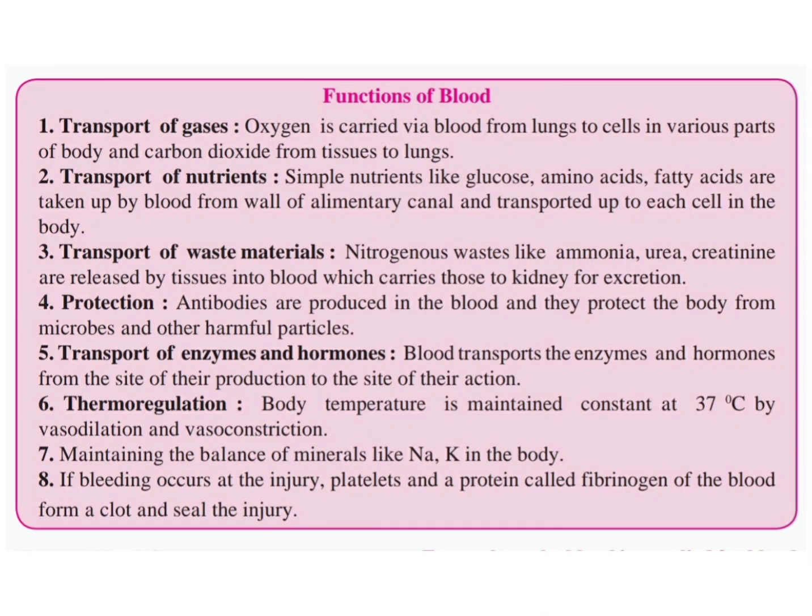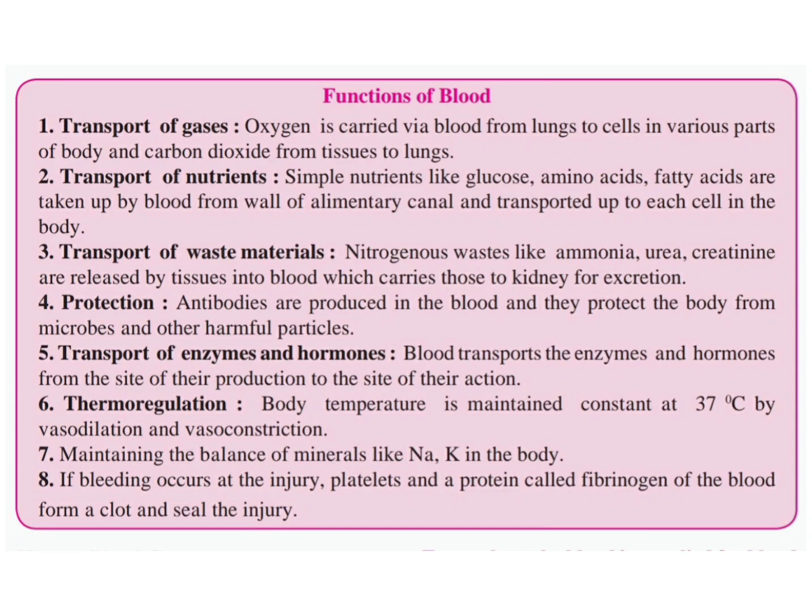Now let us understand what is the function of blood. Why blood is so much important in the body of an organism. First, it helps in the transport of gases. Oxygen is carried via the blood from the lungs to the cells in the various parts of the body, and the carbon dioxide from the cells is carried back to the lungs, and all this work is done by the blood. Second, it helps in the transport of nutrients.